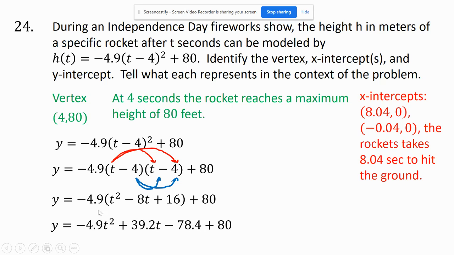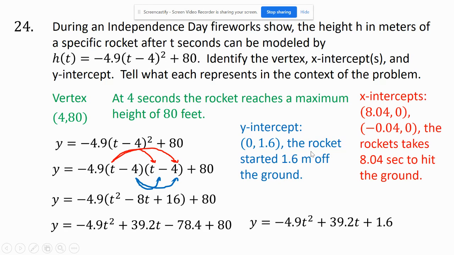I can't do that in my head, but we can see negative 4.9 t squared. Negative 4.9 times 8 is going to be pretty close to 40, 39.2. And then negative 4.9 times 16, 78.4. Add the 80. I can add these two together. And basically, that means my y-intercept, if you put a 0 in here, is at 1.6.